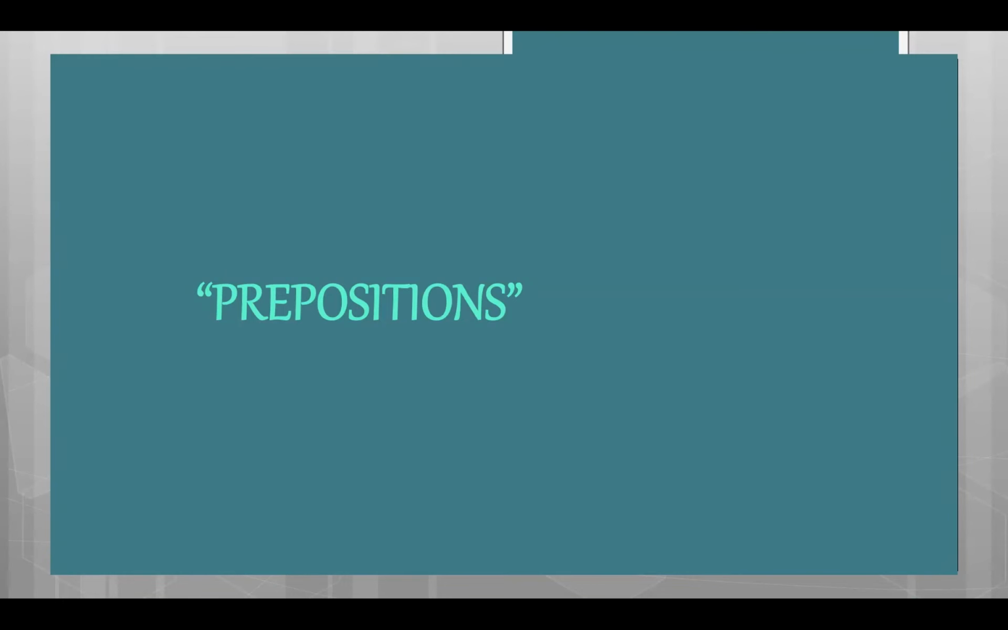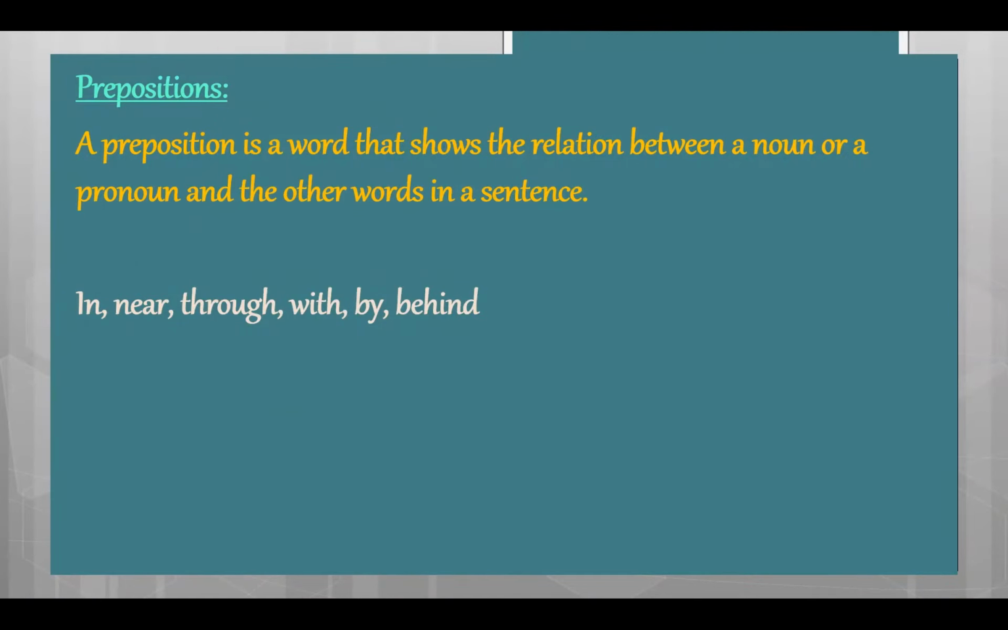Okay, what is preposition? A preposition is a word that shows the relation between a noun or a pronoun and the other words in a sentence. Preposition is made up of two words actually. Let's look at the first part of this word, pre. The word pre means before, position. Position means place.